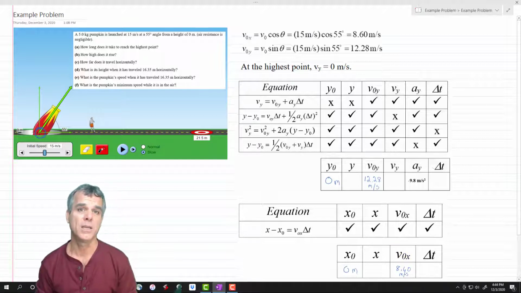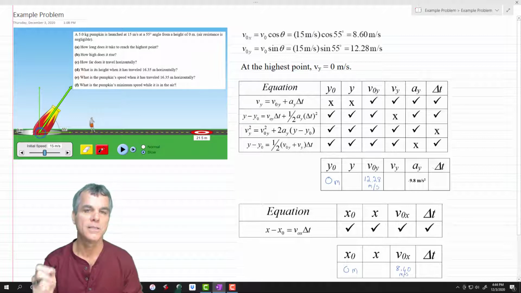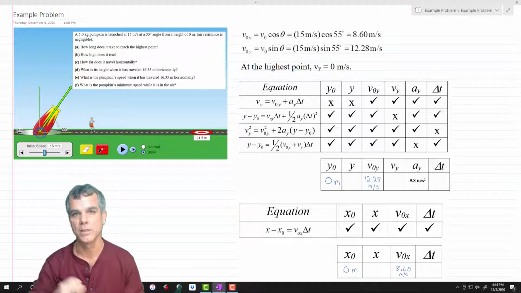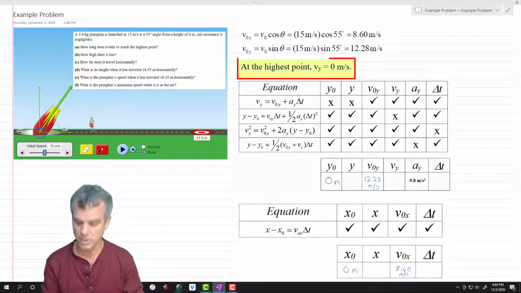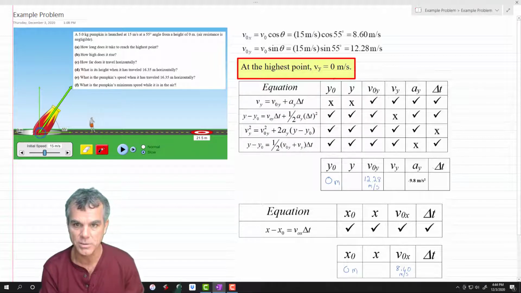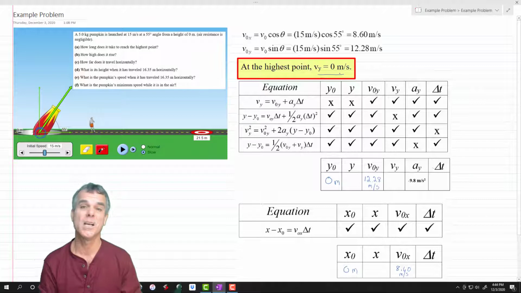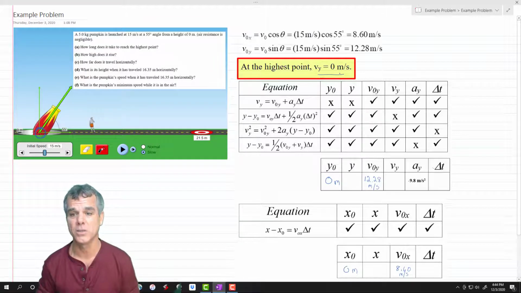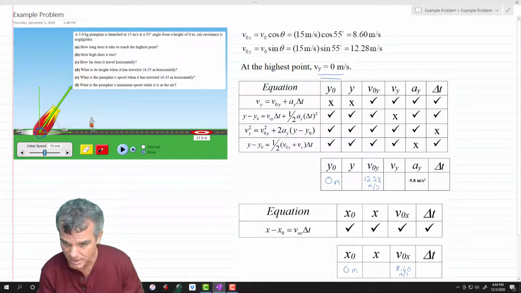Well, let's start at the beginning. A, how long does it take to reach the highest point? Remember, what defines the highest point is when the velocity in the y direction is 0 meters per second. So we're going to solve for what is delta t when the velocity in the y direction is 0 meters per second, which it is at the highest point.